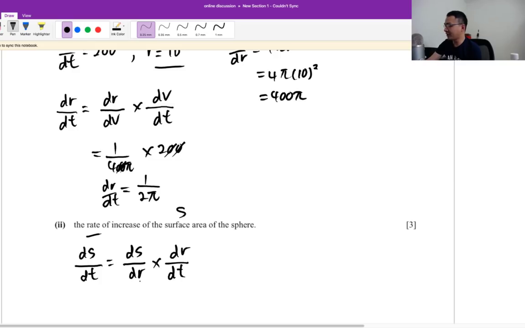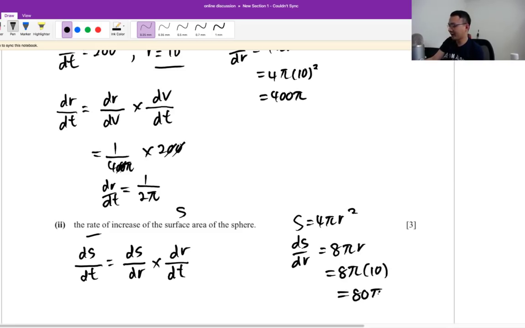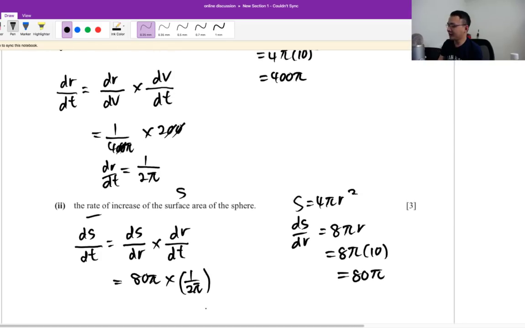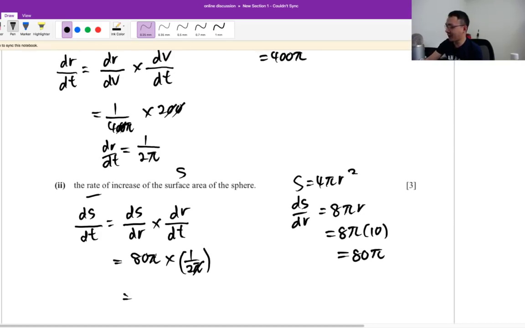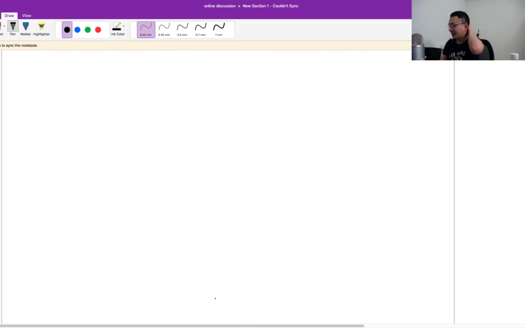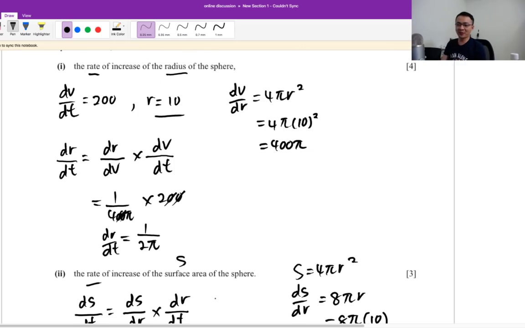We don't have ds/dr, but I know the formula, right? So I will just differentiate this one, ds/dr, which is 8 pi r. And we got our r just now, which is 10. So it's 80 pi. This is ds/dr, so it's just 80 pi. Multiply by 1 over 2 pi. Then I can easily get my answer, simplifying pi and pi, which is 40. If you want to write the unit also, you can write centimeter squared per second. Alright, just like that. Yes, good news, we finished the paper.